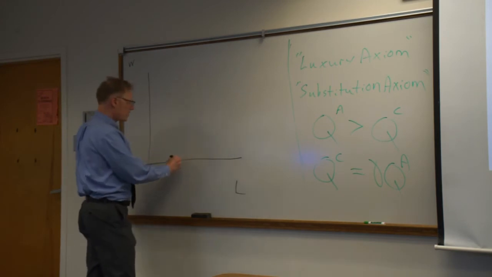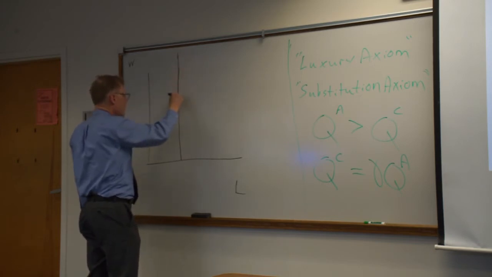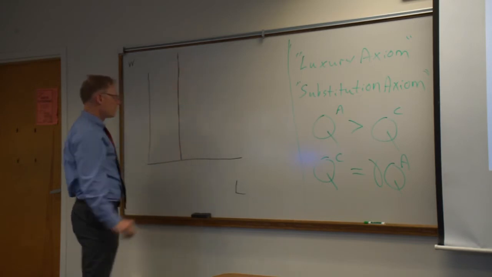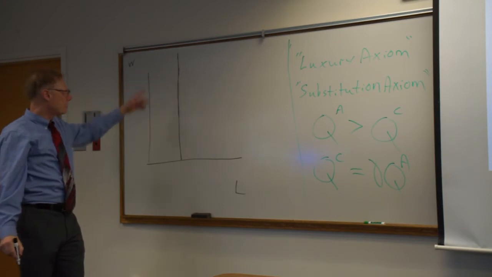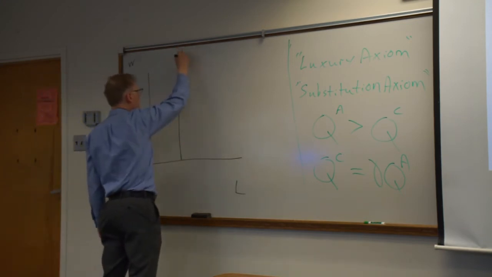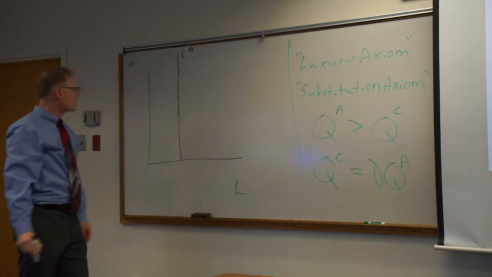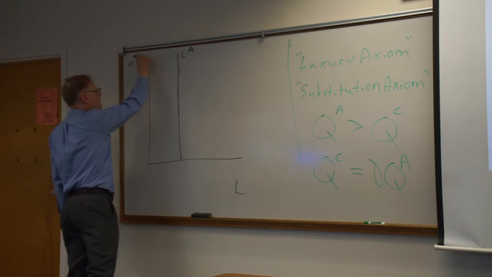In any case, we'll make the simple assumption that all adults are working, which means that we have a perfectly inelastic supply of adult labor. Call it LA, adult labor among adults, right? And so that's the first thing.